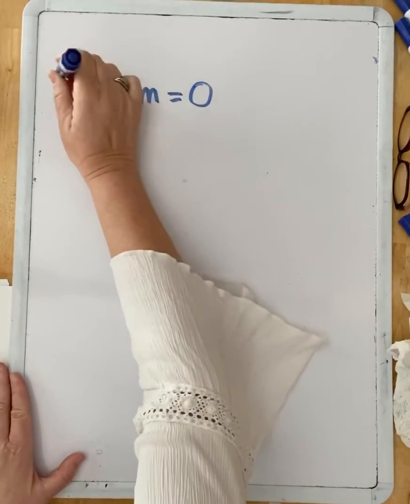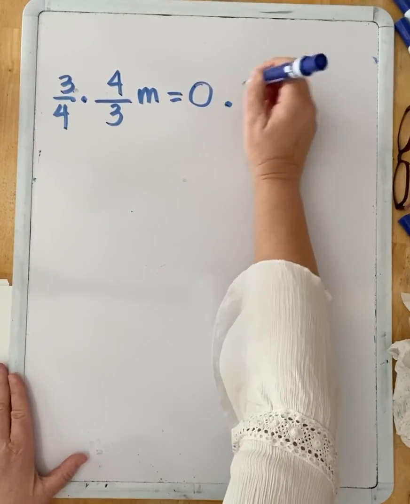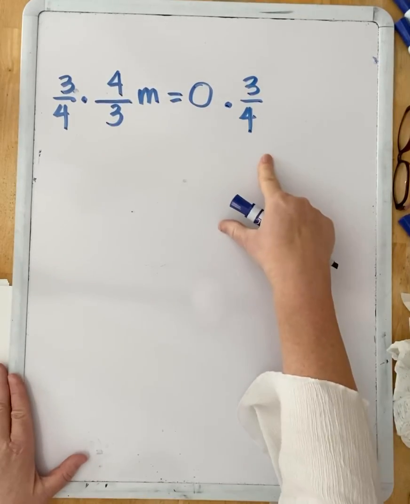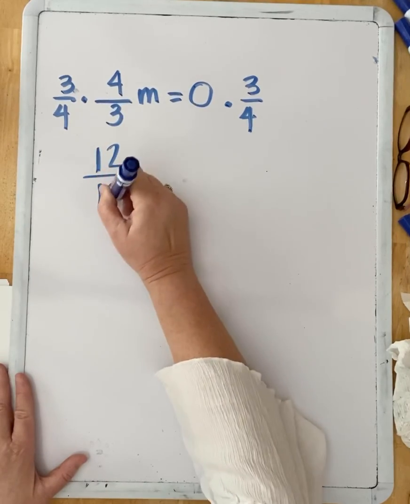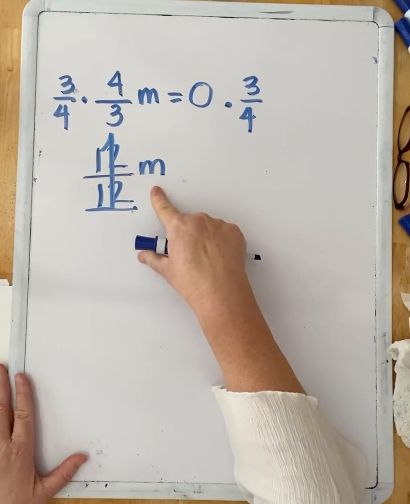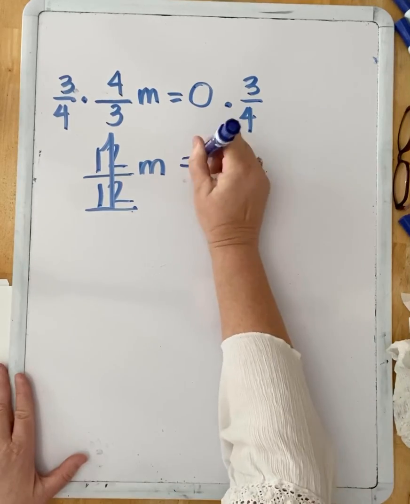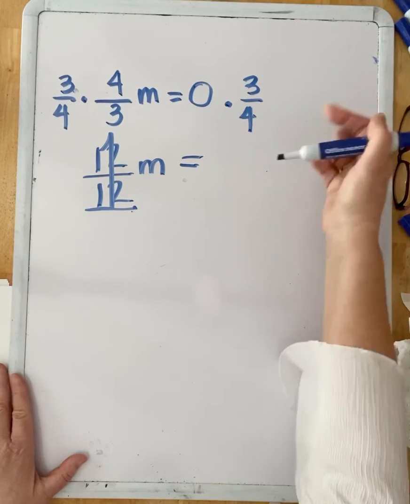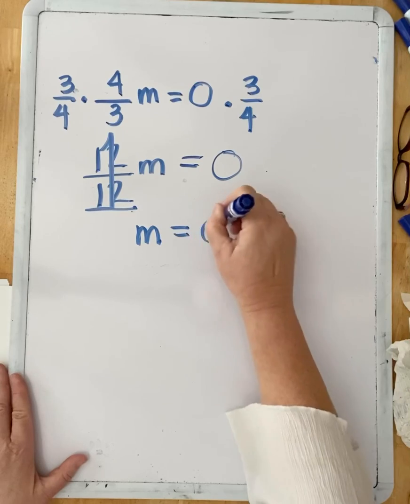So up here, I'm going to multiply times 3 over 4. And on this side, I need to multiply times 3 over 4, because whatever I do to this side, I have to do to this side. So 3 times 4 is 12. 4 times 3 is 12. Times m, that gives me my 1. That's my identity property of 1. 1 times anything equals the anything. And then over here I have 0 times 3/4. It's just going to give me 0. So that leaves me m by itself equals 0.